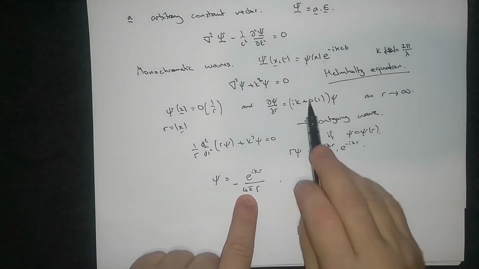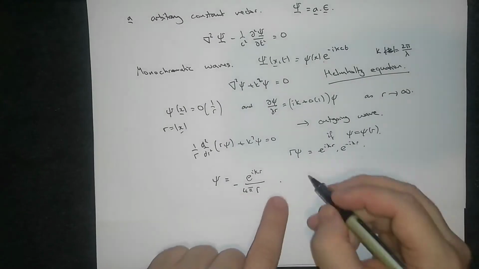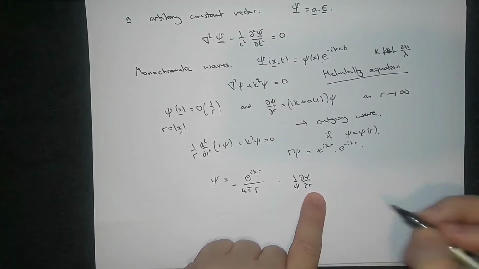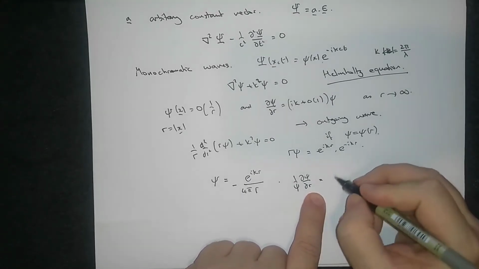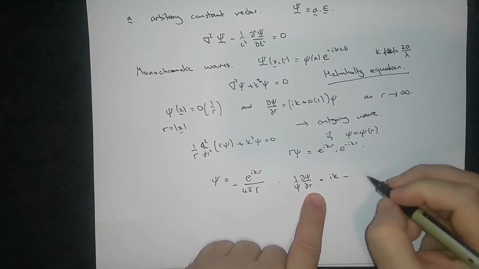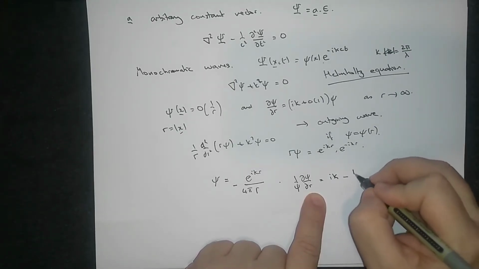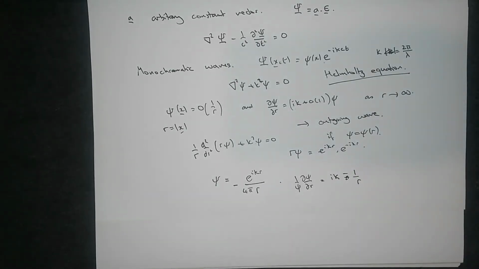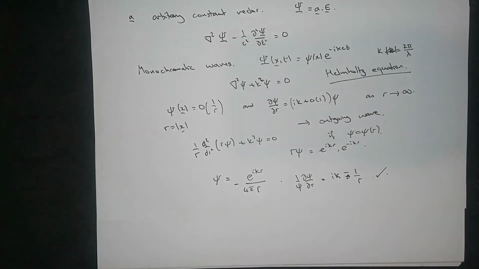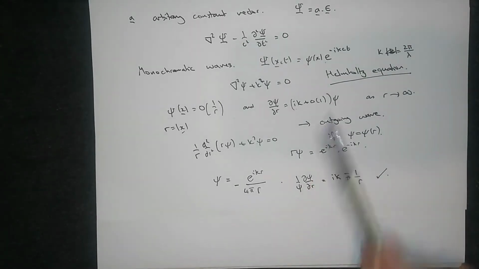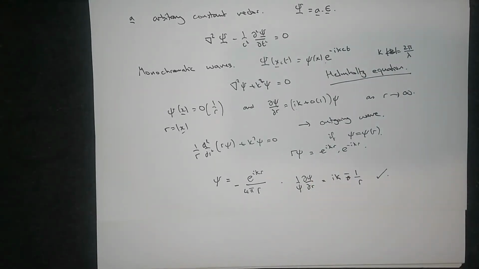Notice that this obeys these boundary conditions. In particular, if you look at d psi by dr divided by psi, that's just the logarithmic derivative, which will give me ik, and then we get a minus 1 over r. So that's what we want. The other solution here would not satisfy the boundary conditions. This is why we impose this boundary condition to pick out what is going to be the outgoing wave.